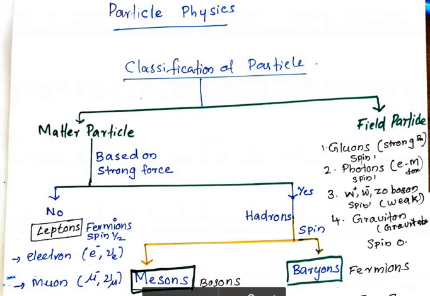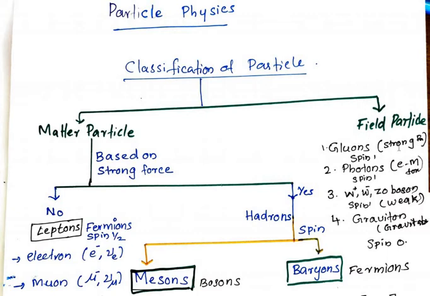Then what is a field particle? Field particles are responsible for the interactions that happen in our universe. What are the interactions in particle physics? Interaction is nothing but force. So the fundamental interactions in nature, or the fundamental forces of the universe, can be divided into four types. So there are four fundamental interactions or fundamental forces present in our universe.